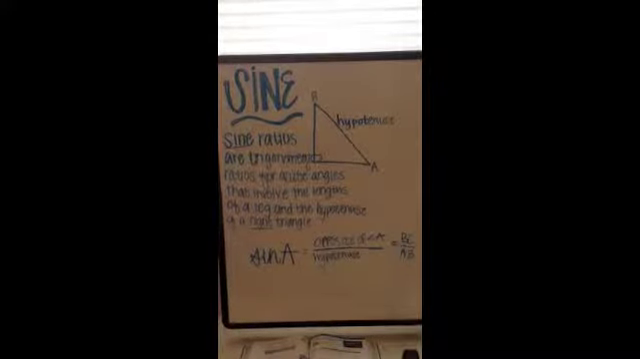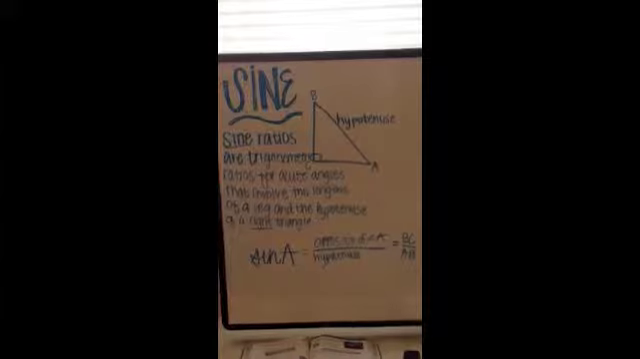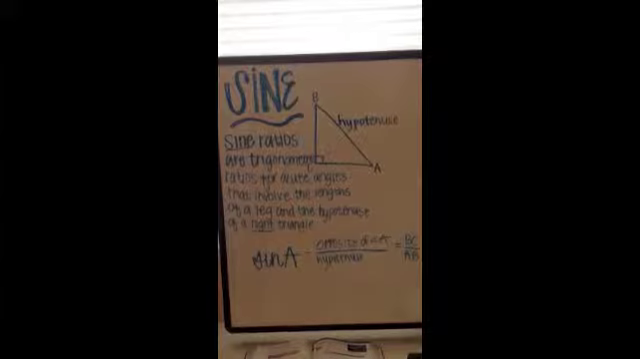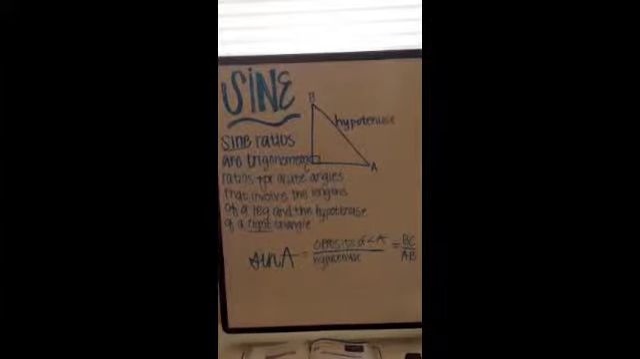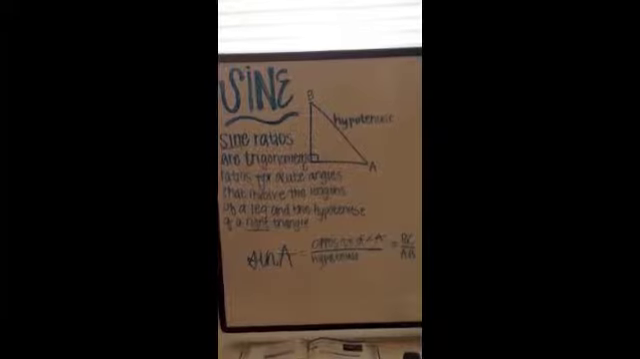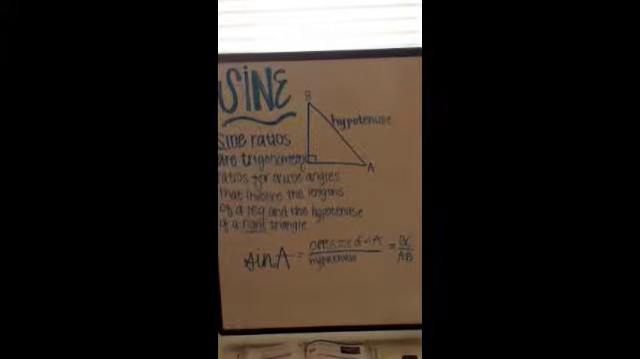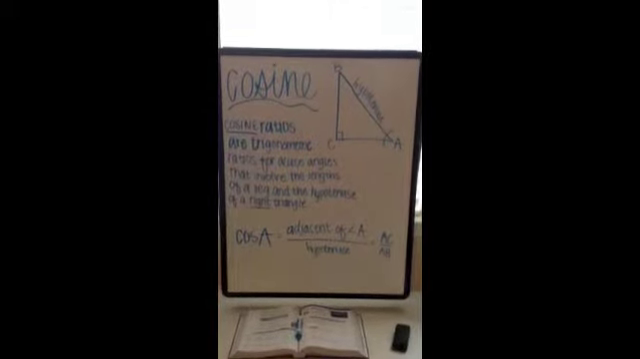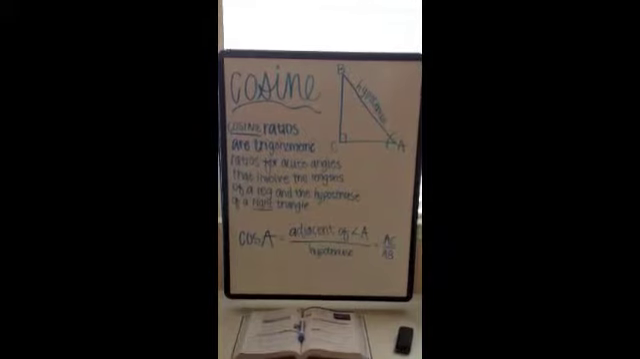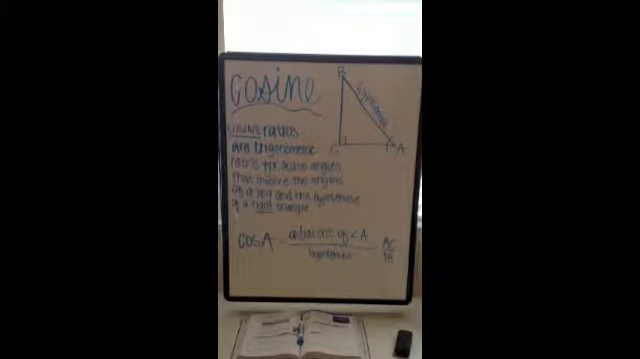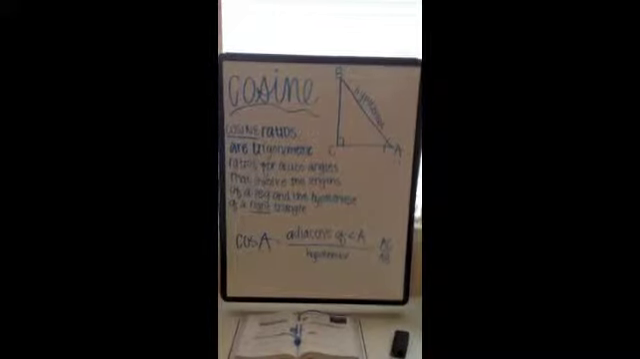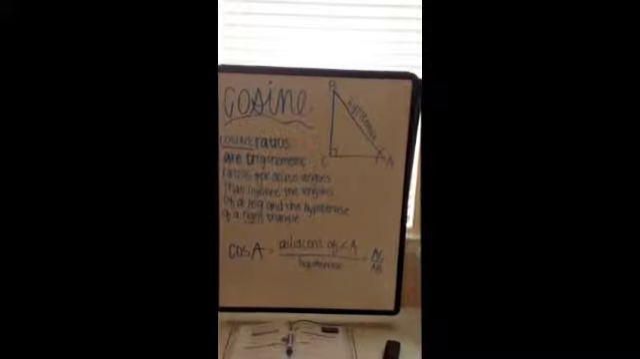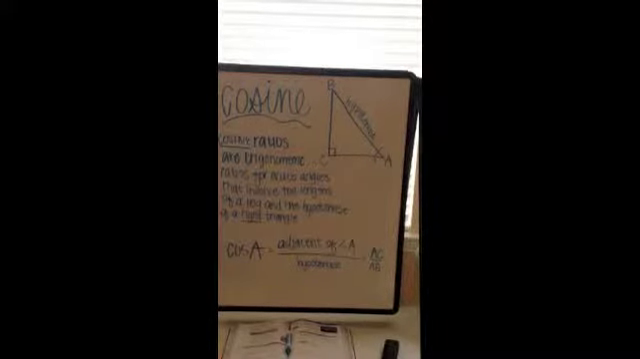Sine ratios are trigonometric ratios for acute angles that involve the lengths of a leg and the hypotenuse of a right triangle. For example, the sine of A would be the opposite of angle A over the hypotenuse, so that would be BC over AB. Cosine ratios are trigonometric ratios for acute angles that involve the lengths of a leg and the hypotenuse of a right triangle. For example, the cosine of A would equal the leg adjacent to angle A over the hypotenuse, so that would equal leg AC over leg AB.